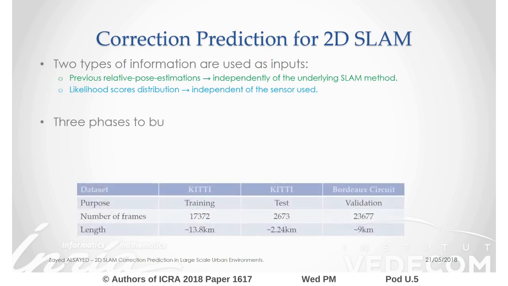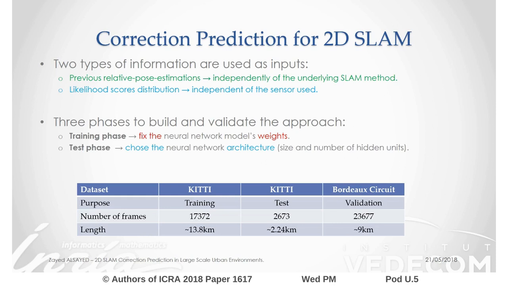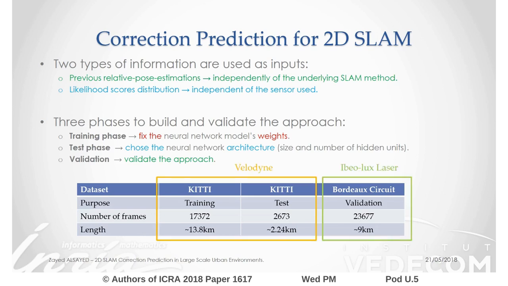Building and validating the approach involves three phases. The training phase, which is done offline on a part of the Kitty dataset. The testing phase that aims to find the parameters of the model that are likely to generalize the approach. And finally, the validation phase where we use the architecture selected during the testing phase. The sensor used in training and testing is different to those used for the validation.